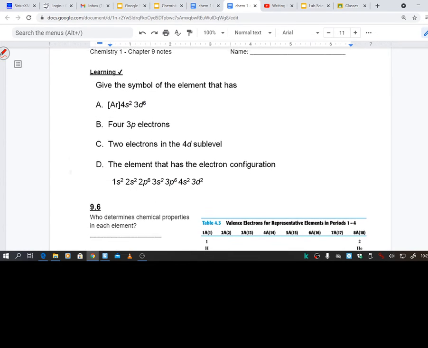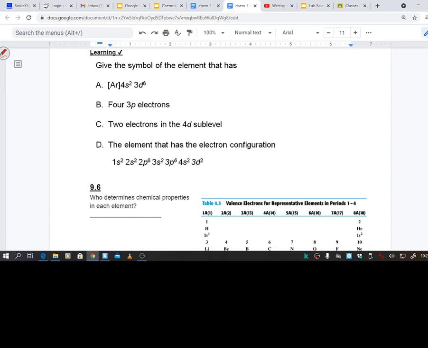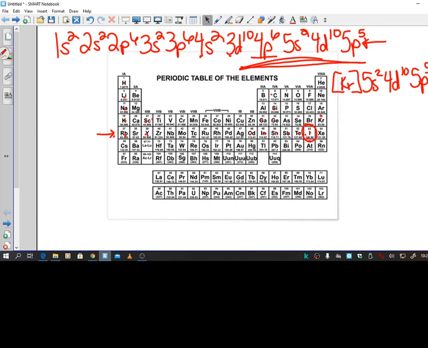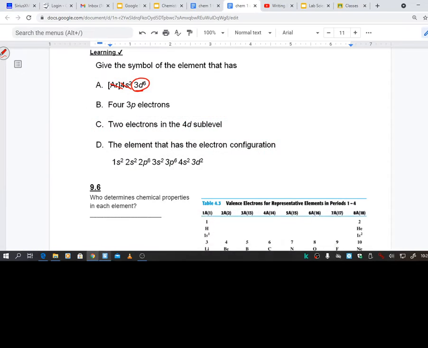Let's look at these learning checks. It says give the symbol of the element. So I need to know what element this is. For instance, I don't even care about this or this, okay? Of course they're going to write that because that's the true configuration. But I'm going to look at this thing right here, 3d6. Once I see 3d6, I'm going to go here and say, okay, I know this is 3d. 1, 2, 3, 4, 5, 6. That is iron. Okay, so this is iron.